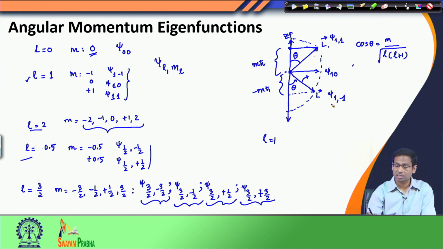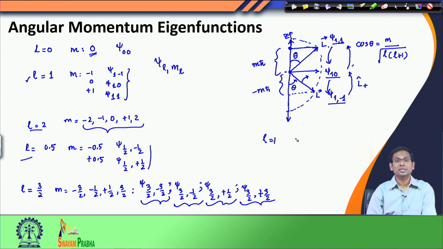So, this is psi 1 1, this is psi 1 0, this is psi 1 minus 1. These are the 3 angular momentum eigenfunctions for L equals 1. How would I go from one eigenfunction to another? I will simply apply an L plus operator. The step up operator will take me from 1 minus 1 to 1 0, and one more time if I apply the step up operator I can go from 1 0 to 1 1, or else I can come down from 1 1 to 1 0 or 1 0 to 1 minus 1 by using the step down operator.